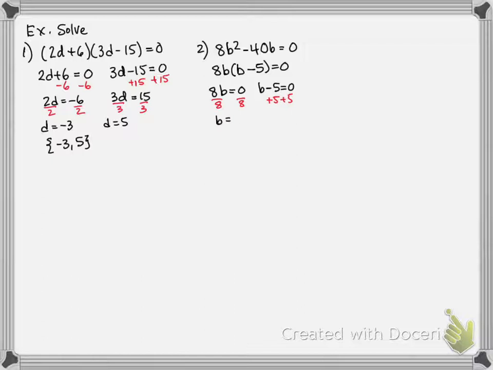That gives me b equals 0 and b equals 5. So the solution set contains 0 and 5. Okay? Now, I am going to be talking about some other language. I think I'll wait to do it till the next video. I think I will do that.